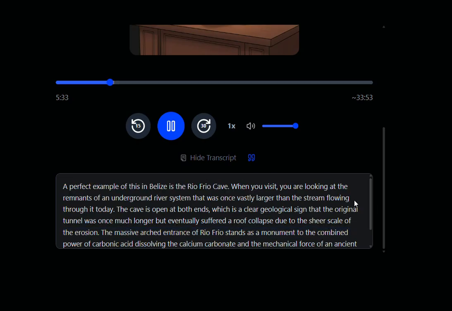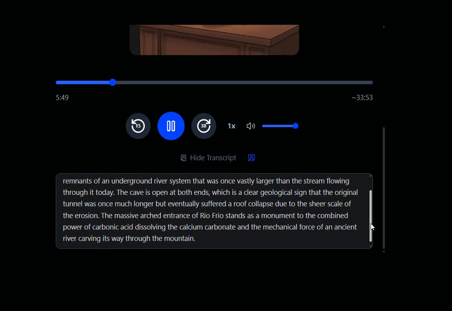When you visit, you are looking at the remnants of an underground river system that was once vastly larger than the stream flowing through it today. The cave is open at both ends, which is a clear geological sign that the original tunnel was once much longer, but eventually suffered a roof collapse due to the sheer scale of the erosion.